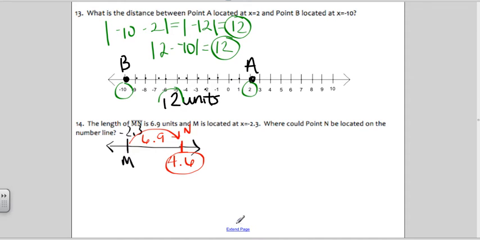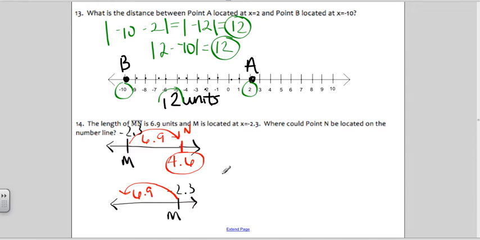But it didn't specify where N was located in reference to M. So I could have actually gone the other way. What if M was still at negative 2.3, but instead of going to the right, I decided to go to the left. So I can still go 6.9 units to the left of M.